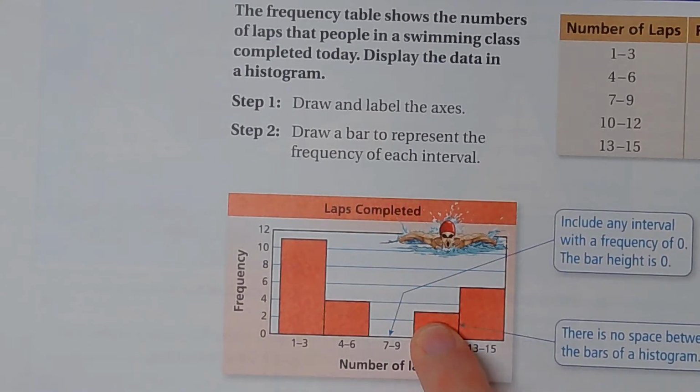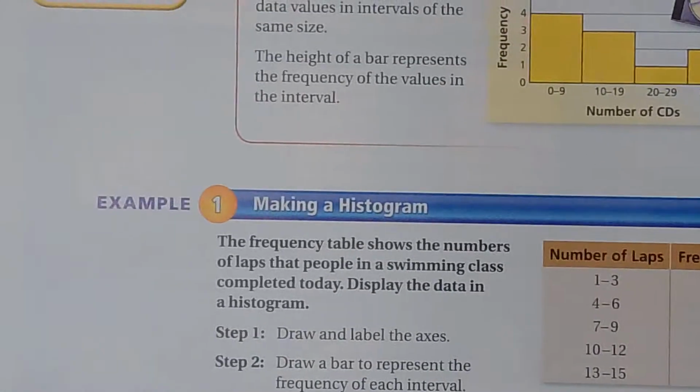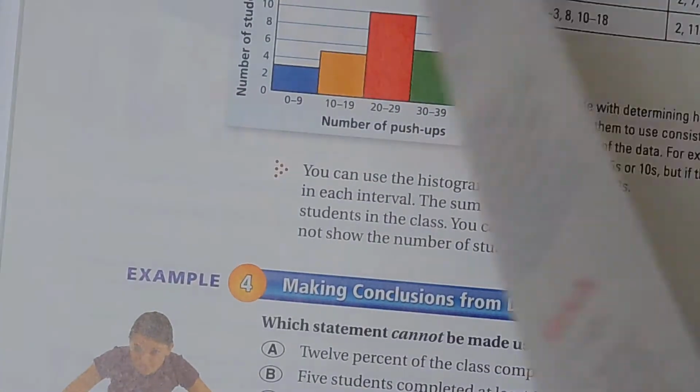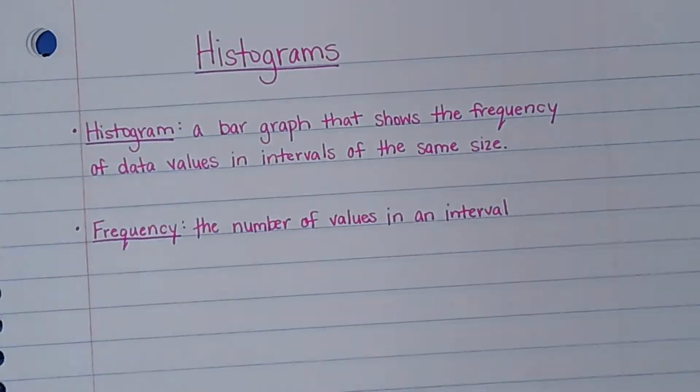We keep going. 3 people swam 10 to 12 laps. And then lastly, 6 people swam 13 to 15 laps. Okay? So that's how you read a histogram. Let me see if I can find a couple types of questions you'll have for like on the EOG. So like real quick.